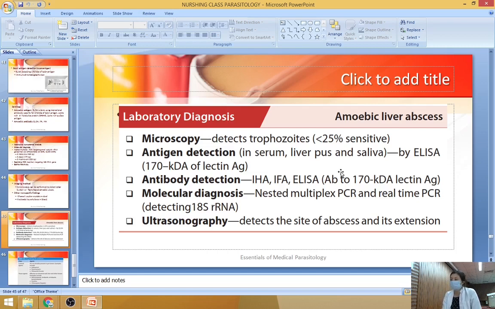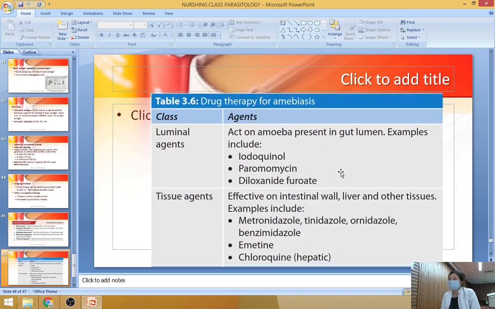Then ultrasonography detects the site of the abscess and its extension. We have to know how much collection of the abscess is there in the liver, and how far it has extended. This is the ultrasonographic importance. Suppose a patient comes to you with pain and all; what will you do? For the initial period, you can give pain relief, but proper drug therapy we have to give now.